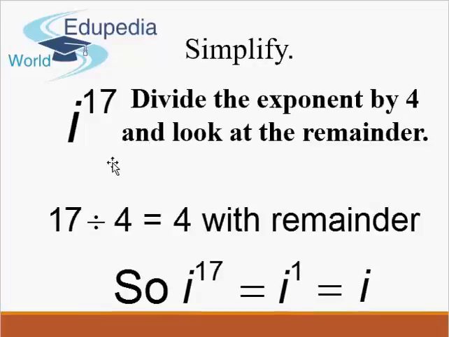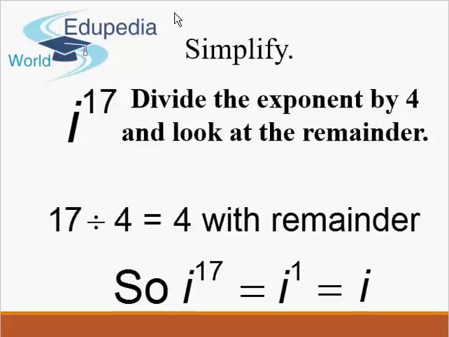Now let's move on to this one. i raised to the power of 17. If 17 is divided by 4, we get a remainder of what? If 17 is divided by 4, we get a remainder of 1. Why? Because 4 multiplied by 4 is 16, so we get a remainder of 1.